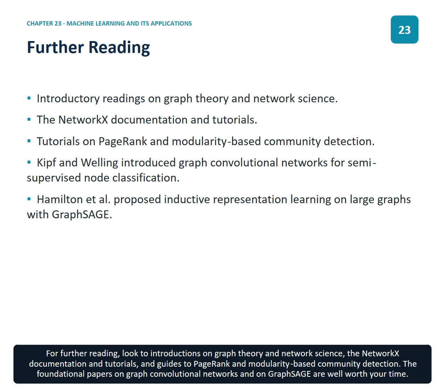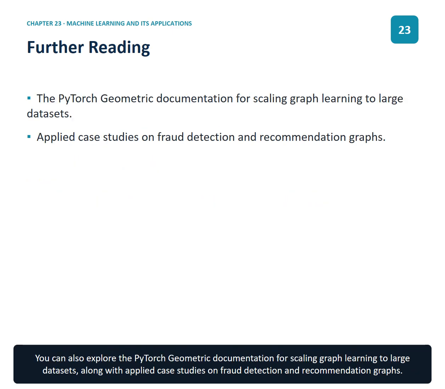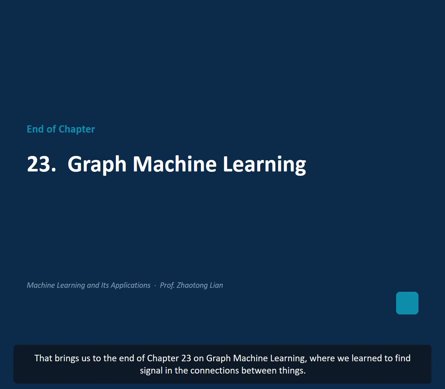The foundational papers on graph convolutional networks and on GraphSAGE are well worth your time. You can also explore the PyTorch Geometric documentation for scaling graph learning to large datasets, along with applied case studies on fraud detection and recommendation graphs. That brings us to the end of Chapter 23 on graph machine learning, where we learn to find signal in the connections between things.